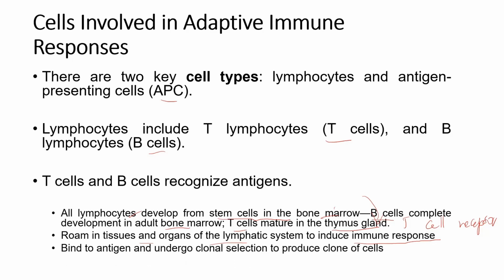If there is a pathogen, the lymphocyte will bind to the antigen on the surface of the pathogen and undergo clonal selection to produce clones of immune cells.